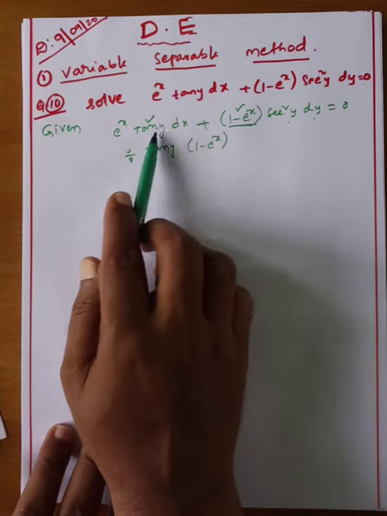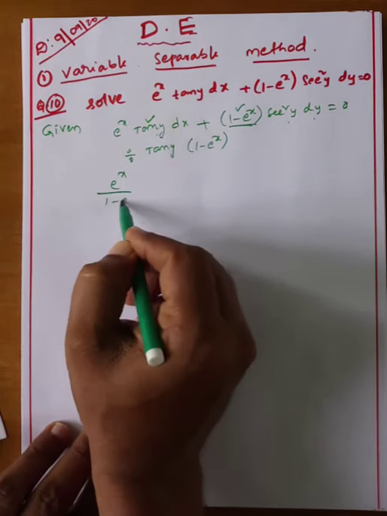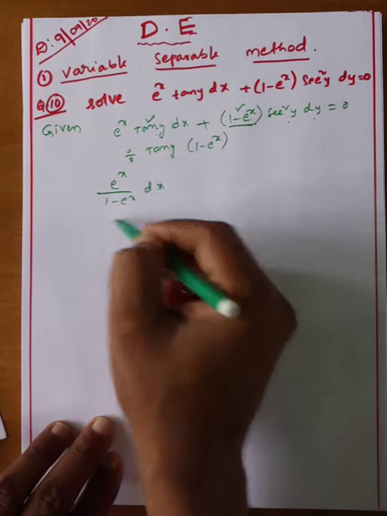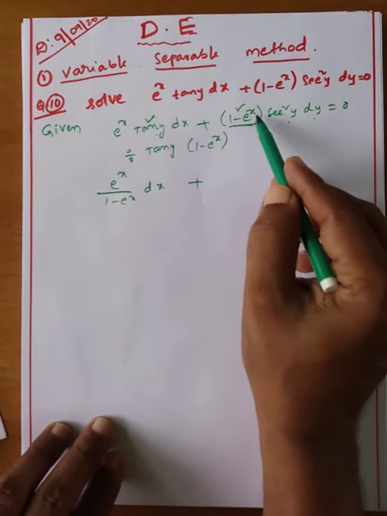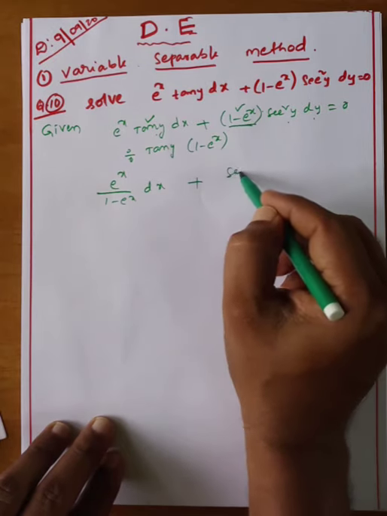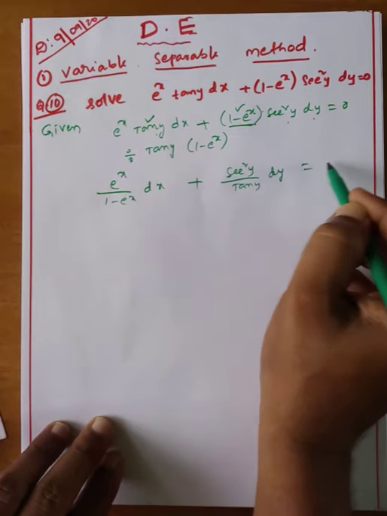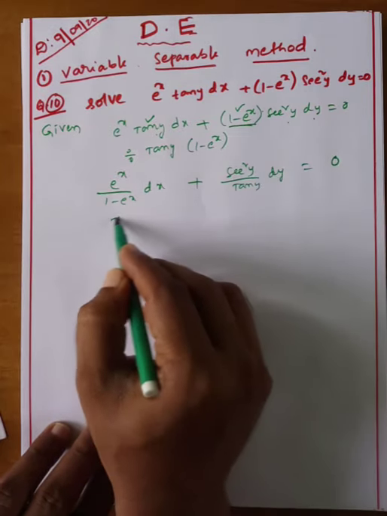Division means this one cancels. What is remaining? e power x by (1 minus e power x) dx. All x terms are on one side, plus this one by this one cancels, leaving secant square y by tan y dy equals 0. Now integrating on both sides.